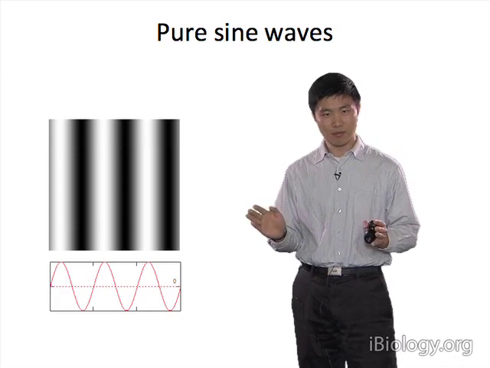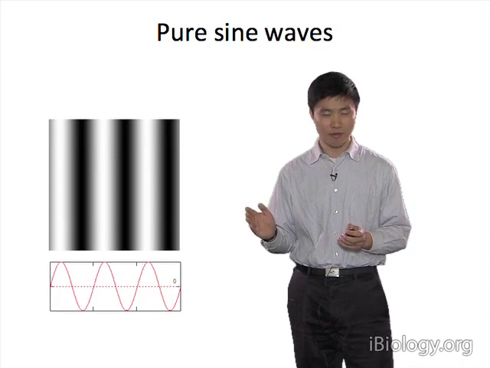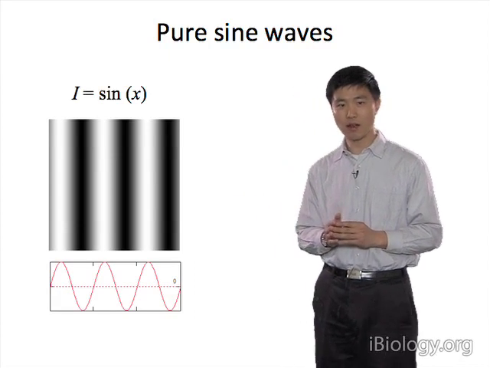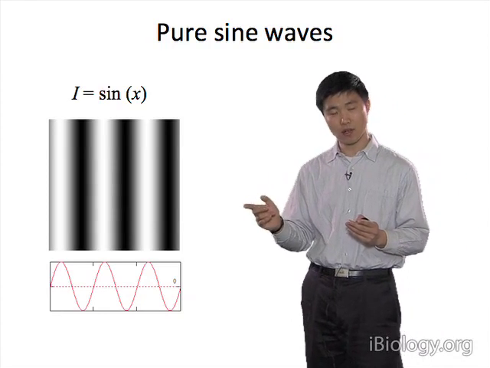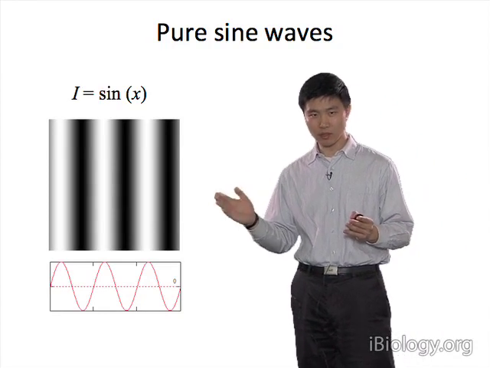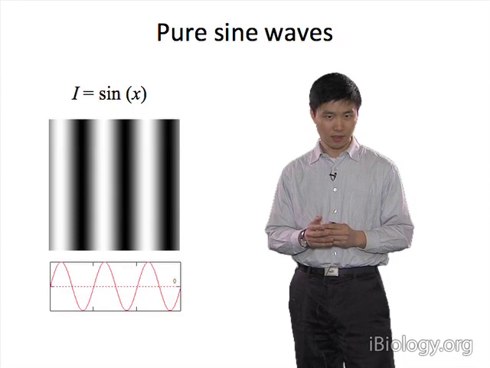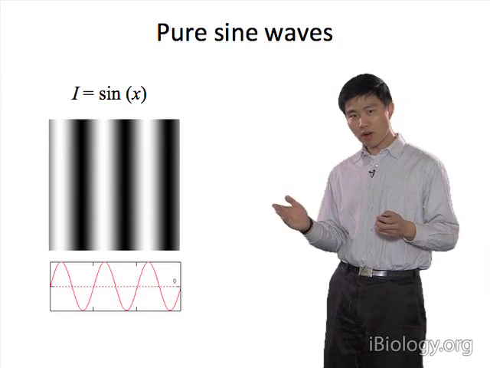To describe this sine wave, you have to have some mathematical formula. Like here, as simple as it can go, I, which is intensity at a certain point, equals sine of the coordinate x. And there are more properties to this wave.